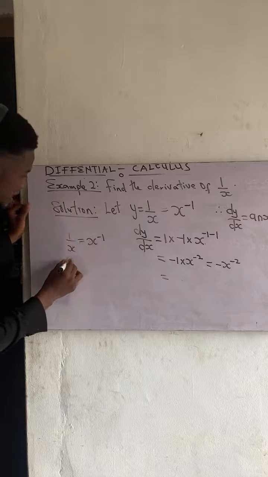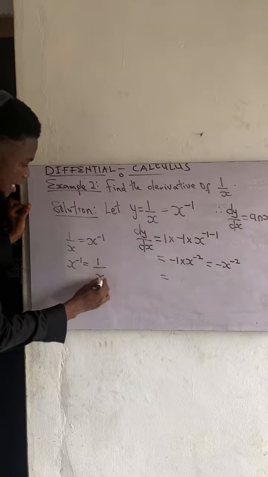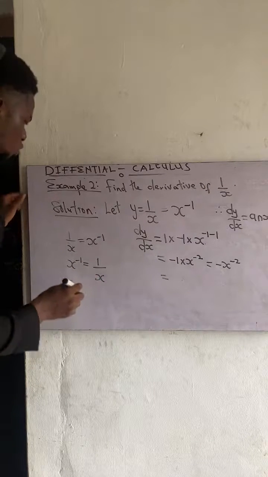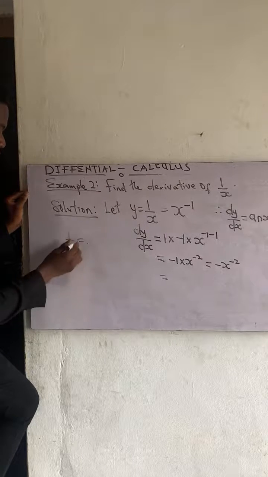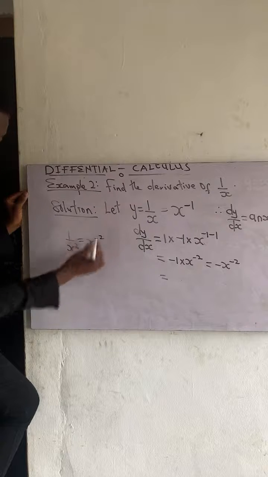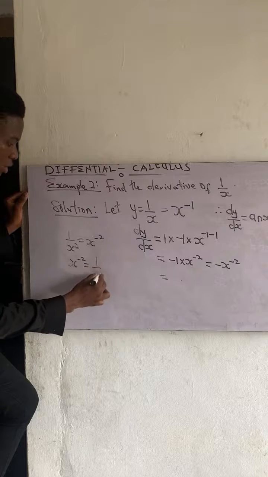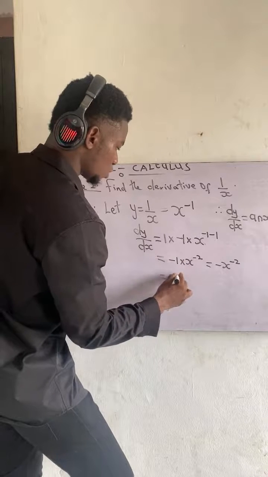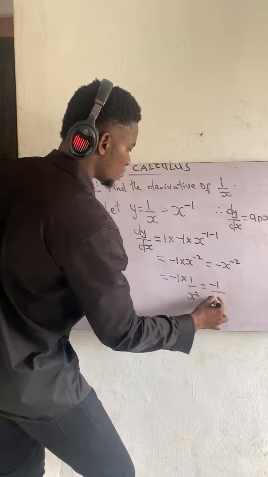Minus. While at the same time, if you have x raised to power minus 1, you can express it as 1 over x, where this negative has turned to what? Division. So also, if what we have here is 1 over x squared, you can also re-express this 1 over x squared as x raised to power minus 2. And also x raised to power minus 2 can be expressed as 1 over x squared. Do you get that? So this simply means that what we have here can be minus 1 times 1 over x squared. Then the final answer can be minus 1 over x squared.